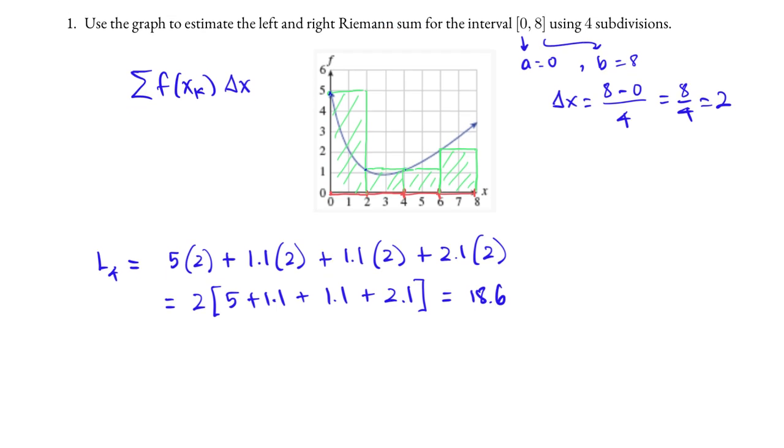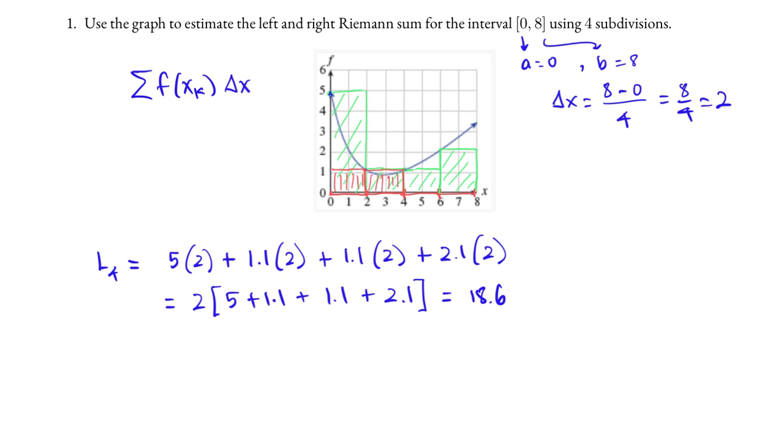For the right Riemann sum, for each of the subintervals, we will use the right endpoint. So from 0 to 2, the right endpoint is 2. We go to the graph and then use that height where we touched the graph to draw the rectangle. From 2 to 4, similarly, the right endpoint is 4, so we would go to the graph, use that height to draw the rectangle from 2 to 4.